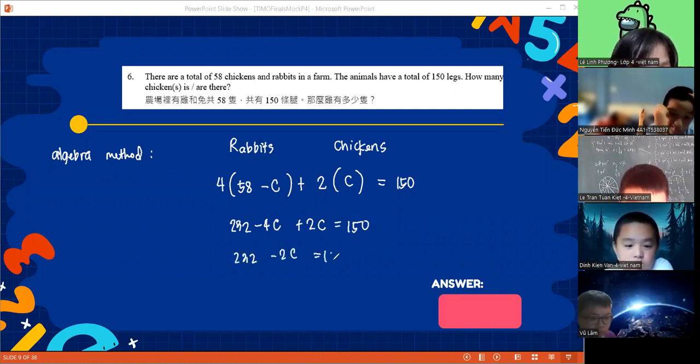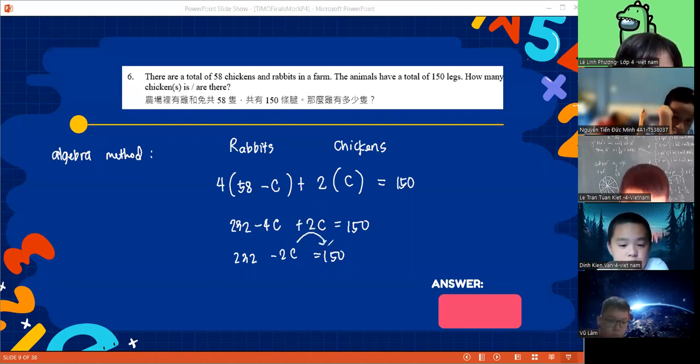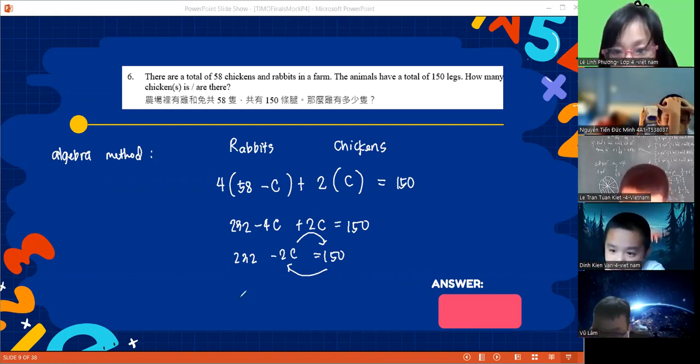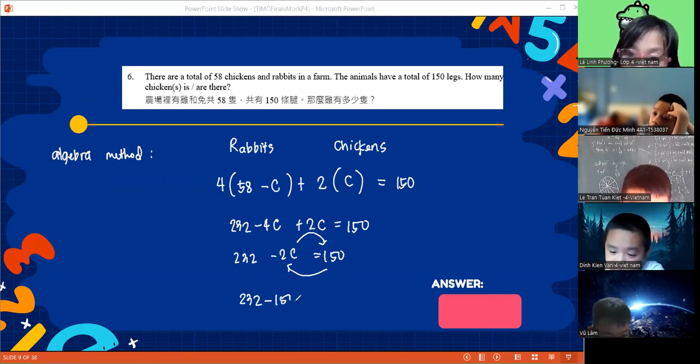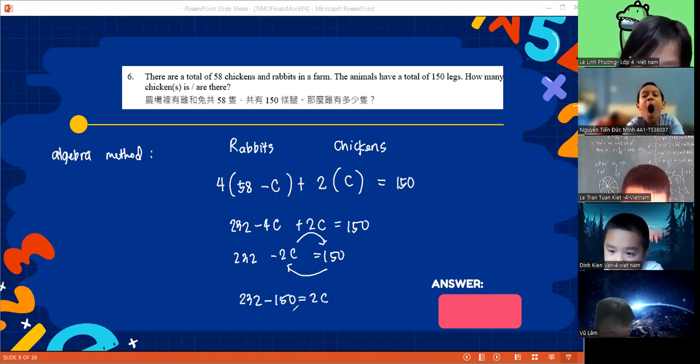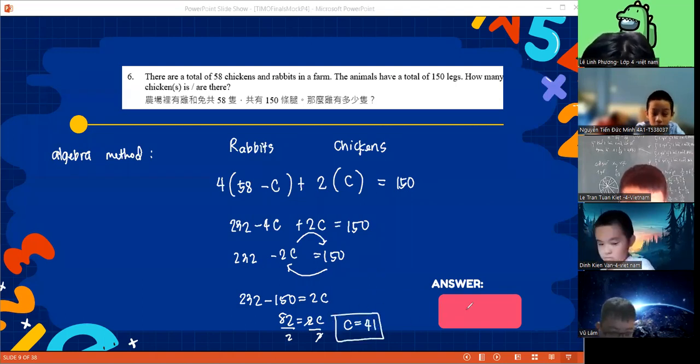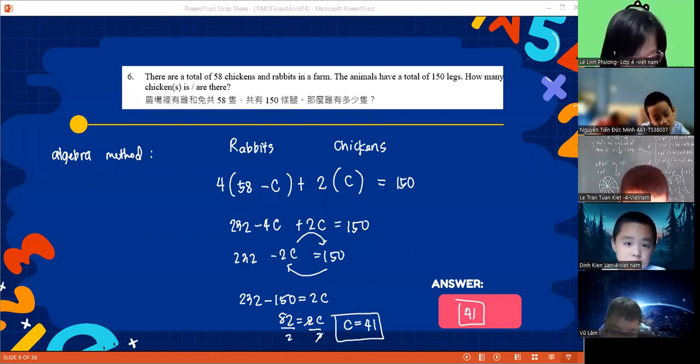So 232 minus 2C equals 150. Transfer to the other side. When you transpose a number, the sign will change: the minus will become plus, the plus will become minus. So 232 becomes minus 150 on the other side, and this becomes 2C. So 82 is equal to 2C. Divide by 2, divide by 2, and C is equal to 41. So chicken is equal to 41.